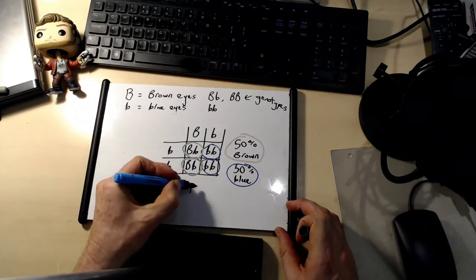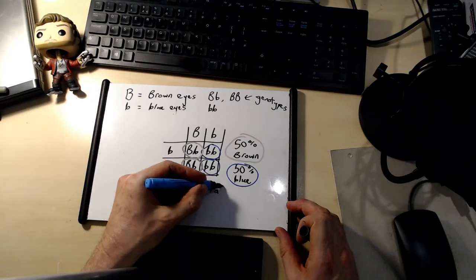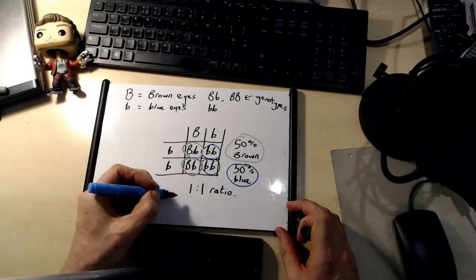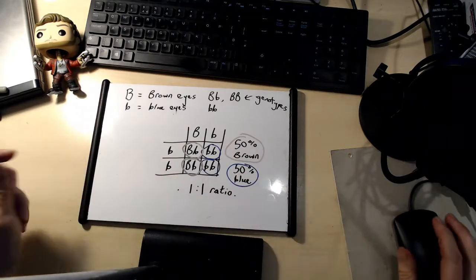So we can actually say there's a 1-to-1 ratio. So if you want to put it into ratios, that would be a 1-to-1.